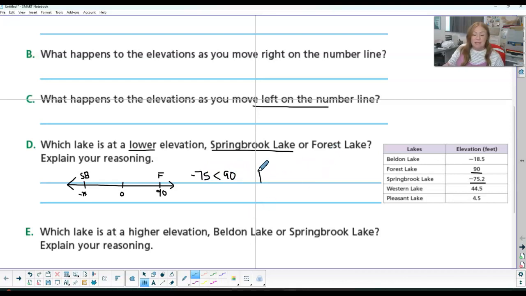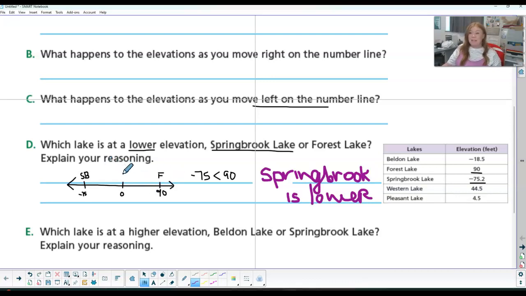So Forest Lake is, oh, it wants lower. Oh, gotta read the question. Okay, try that again. It wants the lower one, which we found. Springbrook Lake is lower. So Springbrook Lake is lower, right? And it wanted us to explain. I have all my explanation in my work in this class. If you show your work, that is a great explanation.